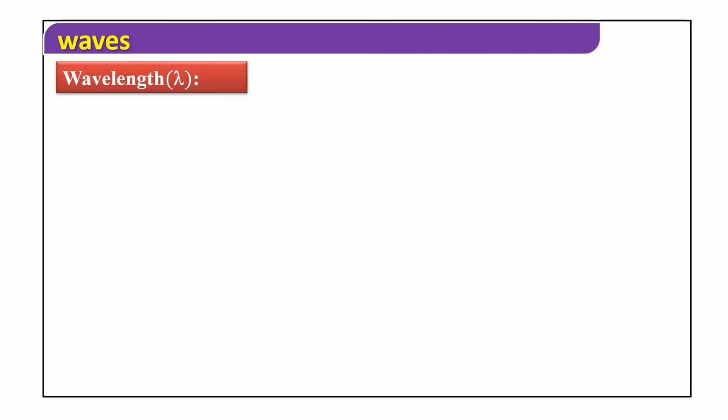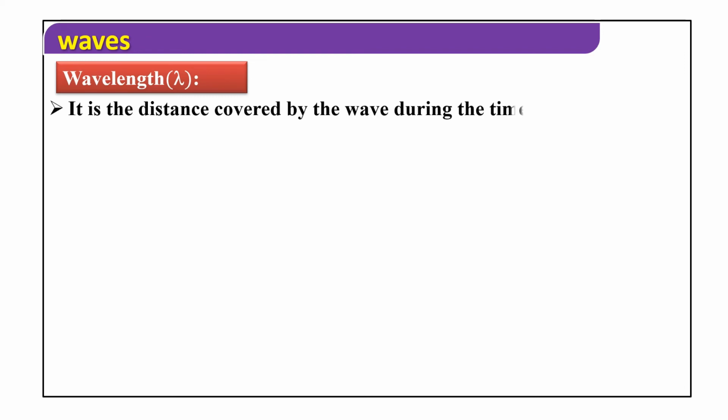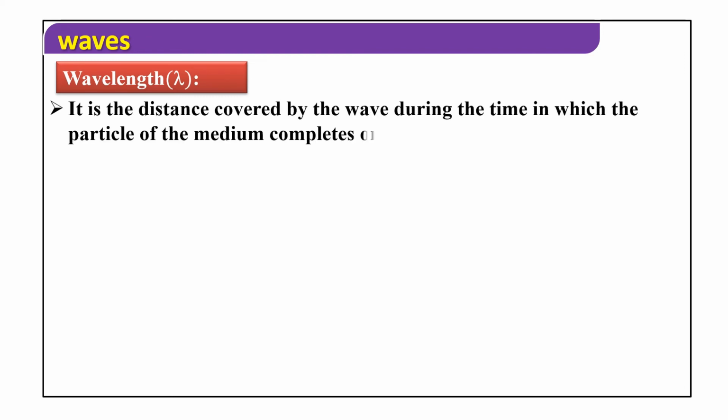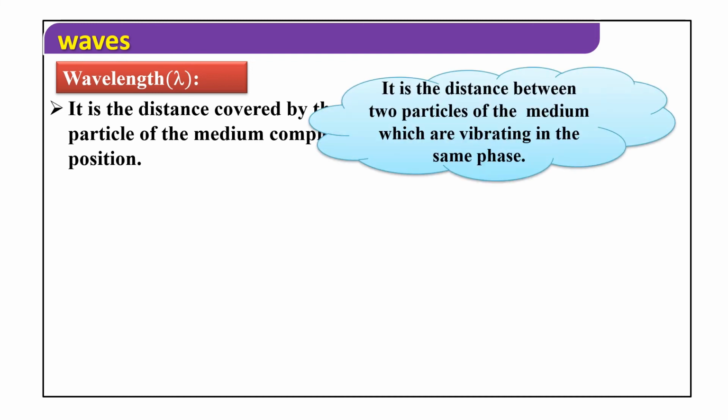Now we will discuss wavelength, lambda. It is the distance covered by the wave during the time in which the particle of the medium completes one vibration about its mean position. So, the distance covered by the wave during the time in which the particle of the medium completes one vibration about its mean position is known as wavelength. It is the distance between two particles of the medium which are vibrating in the same phase.